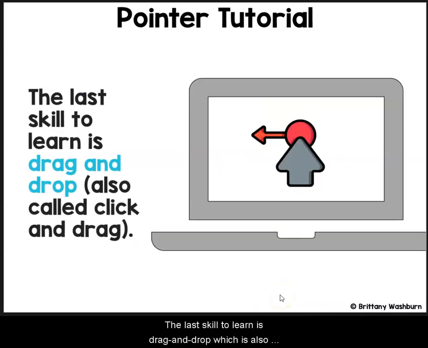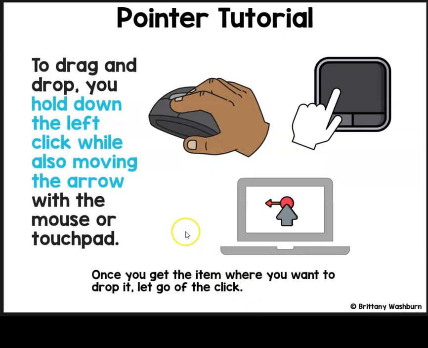The last skill to learn is drag and drop, which is also called click and drag. To drag and drop, you hold down the left click while also moving the arrow with the mouse or touchpad. So you hold down the click and move it at the same time. Once you get the item on the screen where you want to drop it, you can let go of the click.